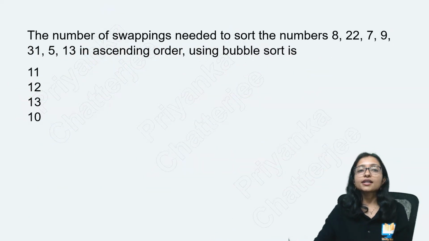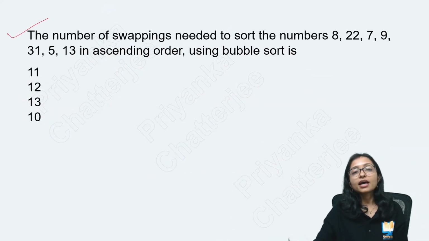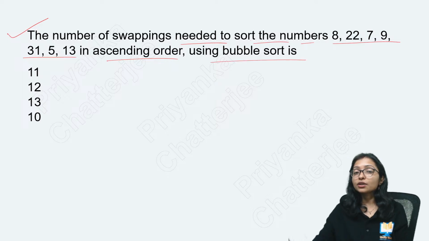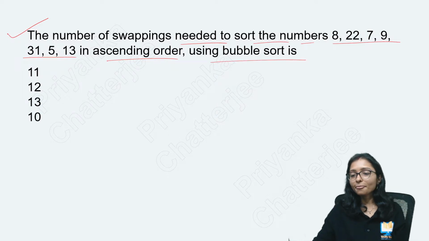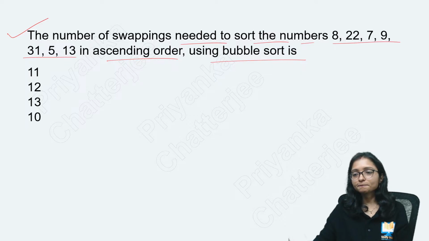Alright? Okay. Can you tell me how to do this? The number of swappings needed to sort this list in ascending order using bubble sort? Can you tell me this?